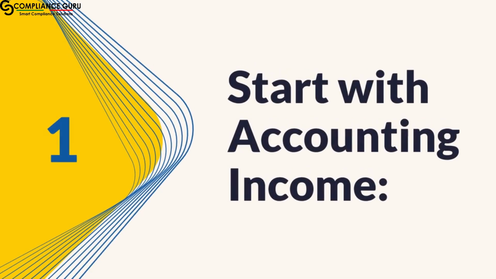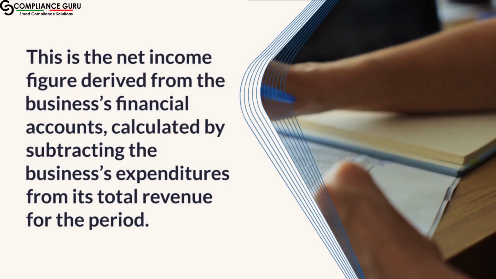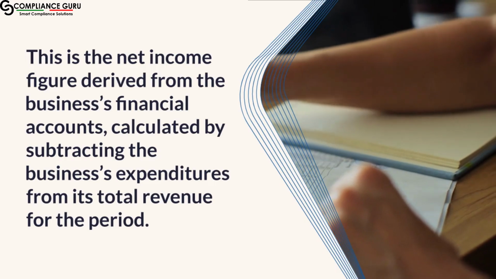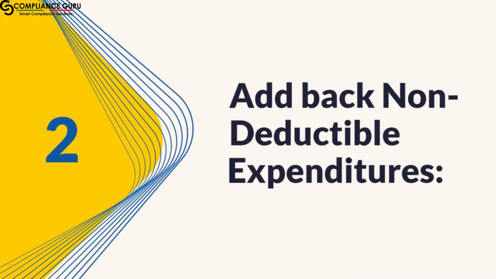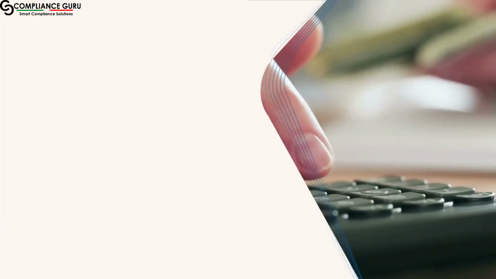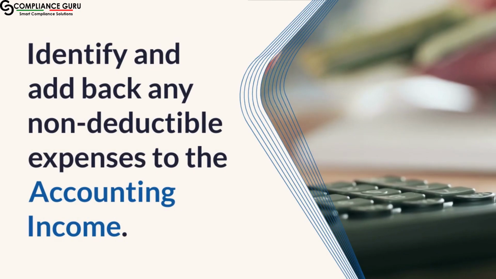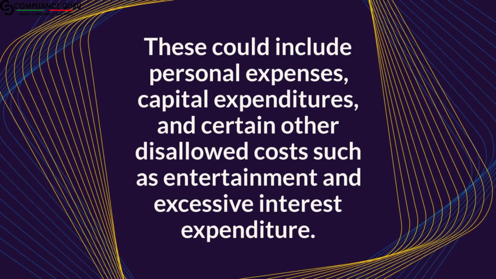1. Start with accounting income. This is the net income figure derived from the business's financial accounts, calculated by subtracting the business's expenditures from its total revenue for the period. 2. Add back non-deductible expenditures. Identify and add back any non-deductible expenses to the accounting income. These could include personal expenses, capital expenditures, and certain other disallowed costs such as entertainment and excessive interest expenditure.